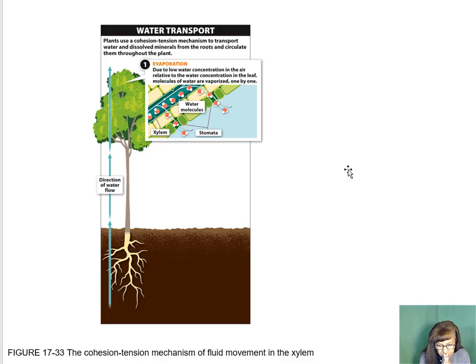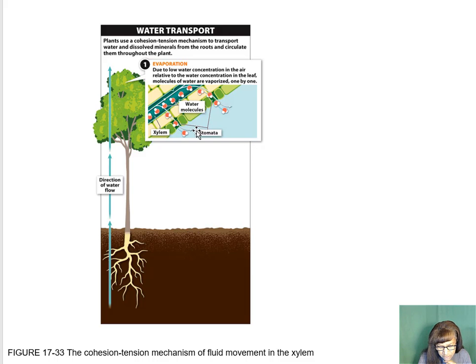So number one, it starts with evaporation. Due to the flow of water concentration in the air relative to the water concentration in the leaf, molecules of water are evaporated one by one. Leaves at the very bottom have these openings called stoma or stomata, and it looks like a little mouth, and it can open up, right? And when it opens up, a water molecule can actually be released through evaporation.